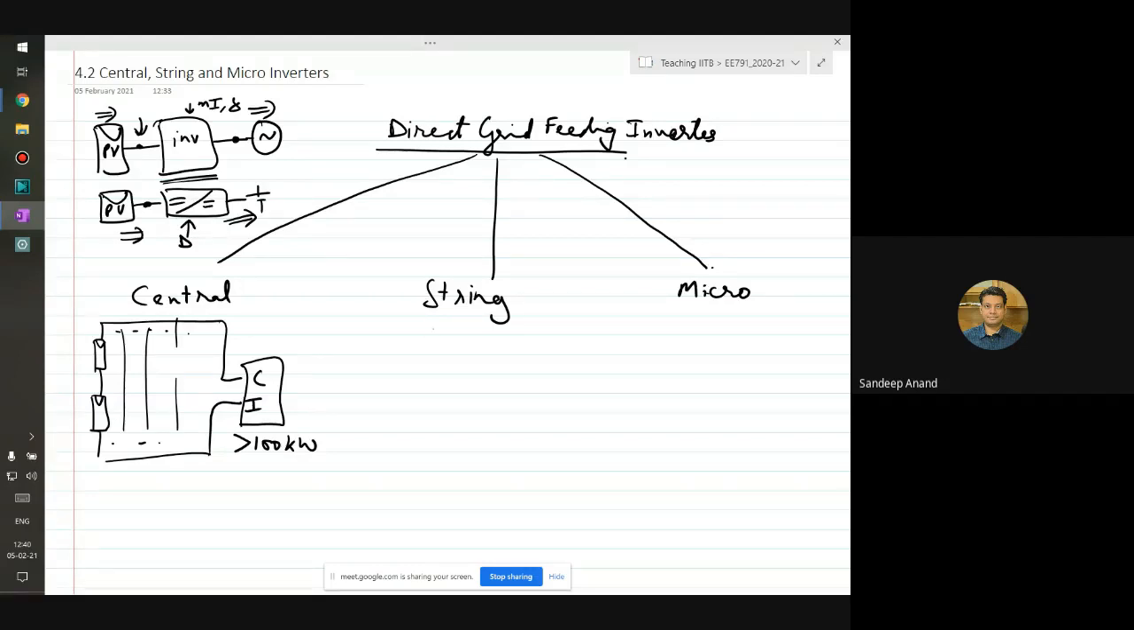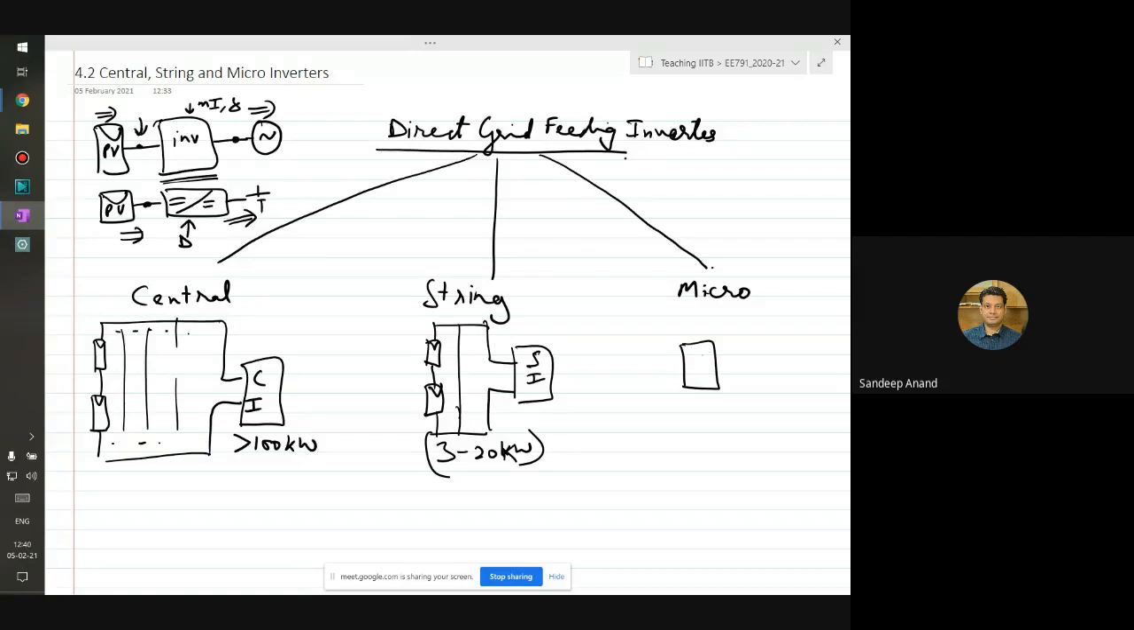Now, a string inverter is a little bit smaller, so you may have a few strings, not too many, let's say 1 to 5 or 1 to 6 strings. That goes to an inverter which is called a string inverter, right? This is usually in the power range of 3 to 20 kilowatt. They are certainly much more popular in the bracket of 5 to 10 kilowatt, but there are products which exist outside that also. And then you have microinverters, which are really small inverters, usually one inverter for one panel, which then connects to the grid.